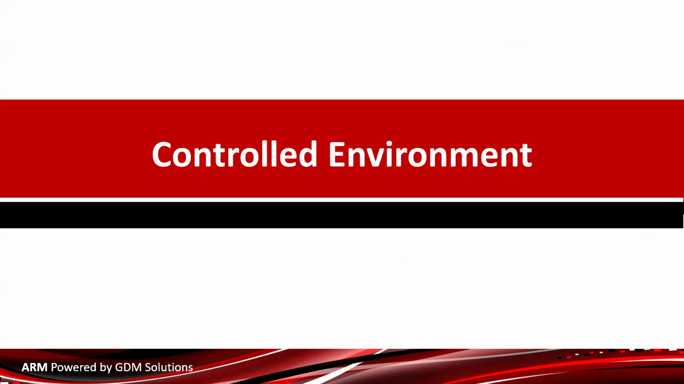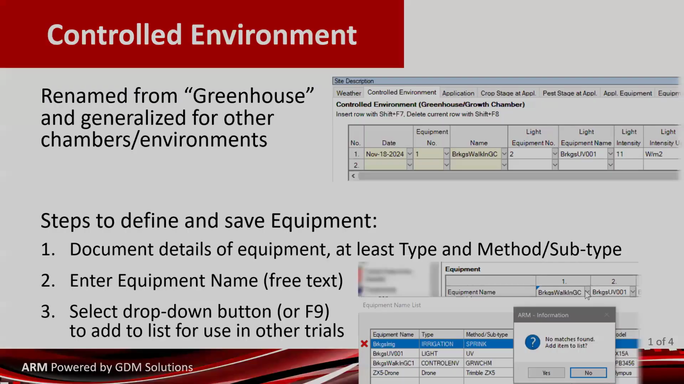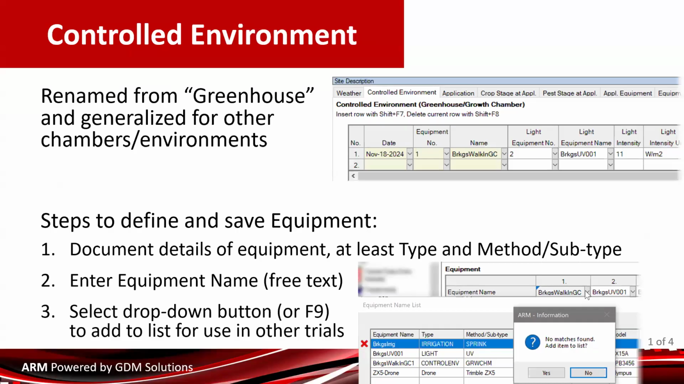Okay, next section is the controlled environment. Previously, we had called it the greenhouse section, but recently we've tweaked it a little bit to be a little more general, because of course it's not just greenhouses. There might be all sorts of growth chambers and in general just environments that you can control, right? And so you may want to document that said environment that you have control over.